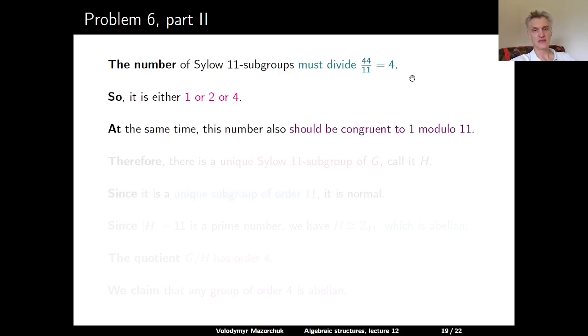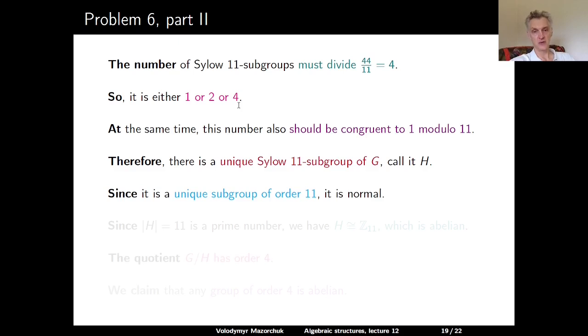At the same time, we also know that this number is congruent to 1 modulo 11. 2 and 4 are not congruent to 1 modulo 11. So this means that there is a unique Sylow 11 subgroup of G. Let's call this subgroup H. Since it's a unique subgroup of order 11, it must be normal. Since H has 11 elements and 11 is a prime number, H is isomorphic to Z11, and this is an abelian group. So now we don't know what G is, but we know that G contains a normal abelian subgroup which is isomorphic to Z11.